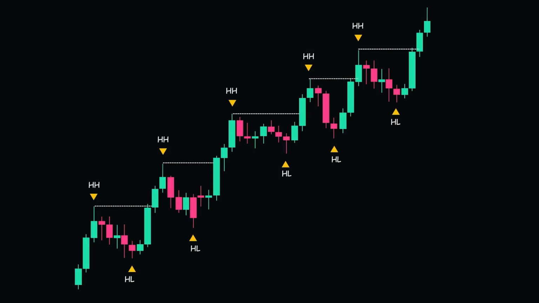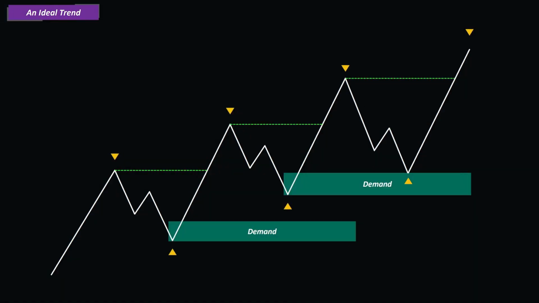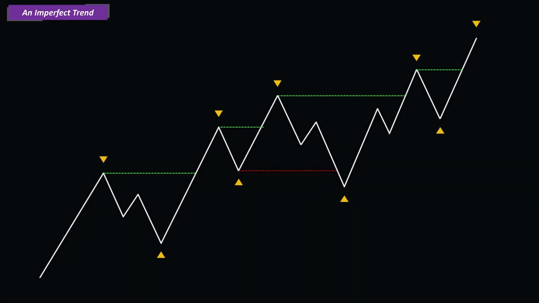But not all trends are equal. Ideal and imperfect trends. An ideal trend is smooth, clean, and respects the structure clearly. Pullbacks are controlled, and the price reacts nicely at key levels. An imperfect trend, on the other hand, is messy. You may see deeper pullbacks, fake changes of character, and choppy structure. To avoid confusion in imperfect trends, you need to understand the market traps.